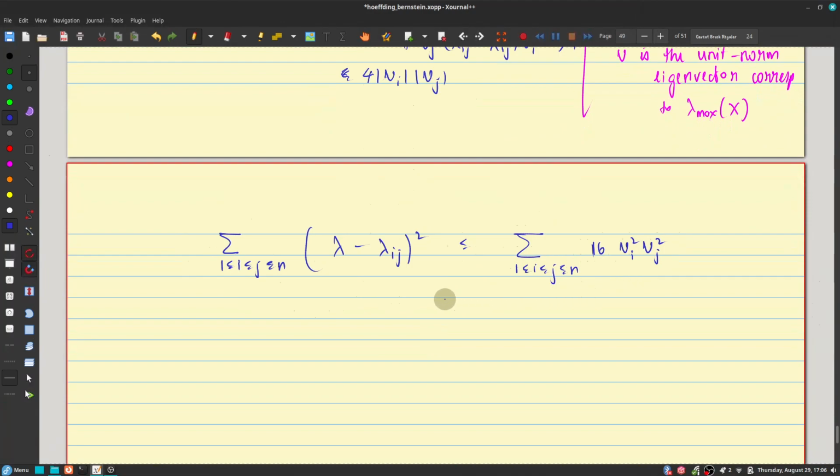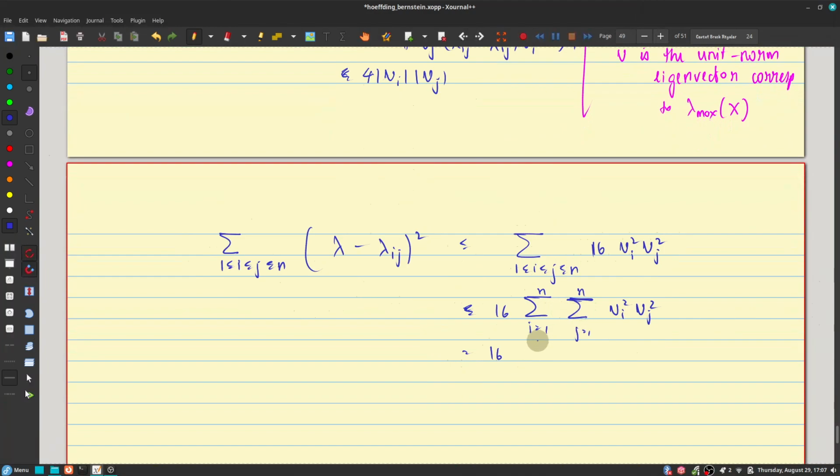Right? So this is less than or equal to the summation i equal to 1 to n, summation j equal to 1 to n, vi square vj square times 16. I'm just adding it, I'm just over counting it. I don't care. Right? But what is this equal to?